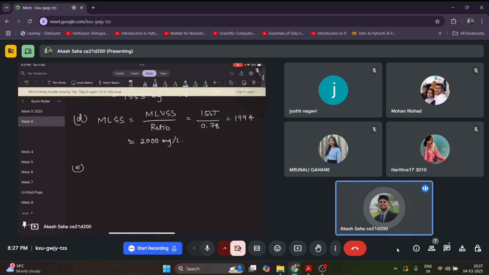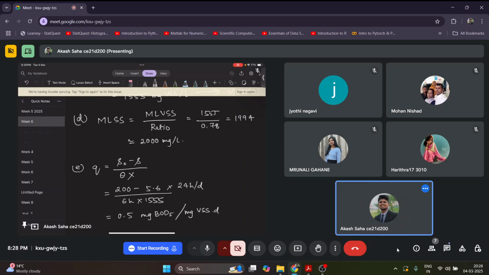Second last is specific substrate utilization rate. So this is nothing but given by Q, which is S naught minus S by theta X. So S naught is 200 minus 5.6 divided by 6 hours into 1,555x. Hour into days, if we convert, it will be 24 hours per day. So the final answer will be 0.5 milligram BOD5 per milligram of VSS. So this is the specific substrate utilization rate.